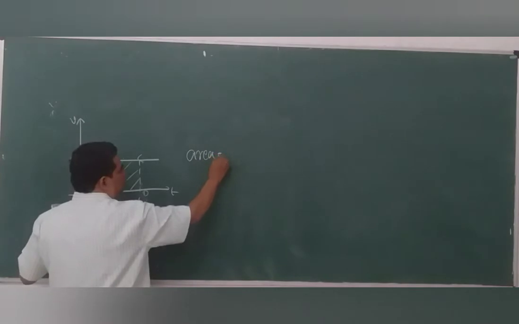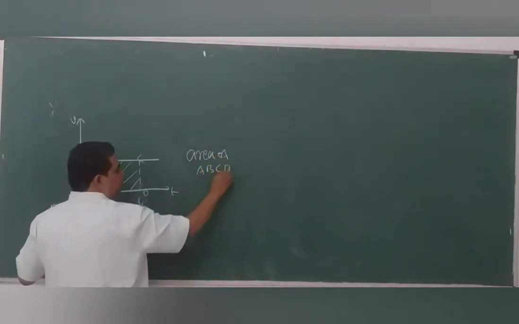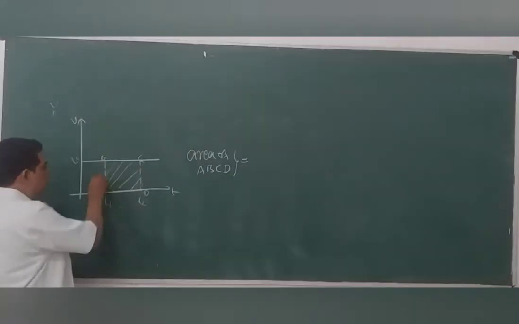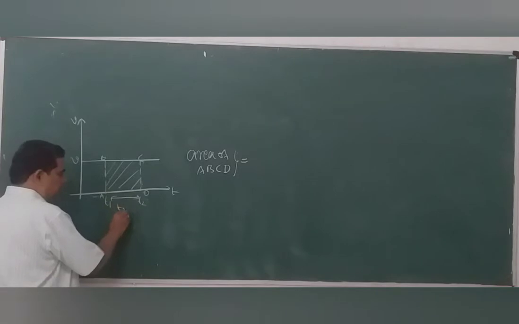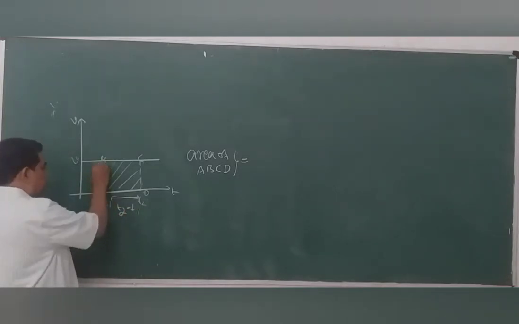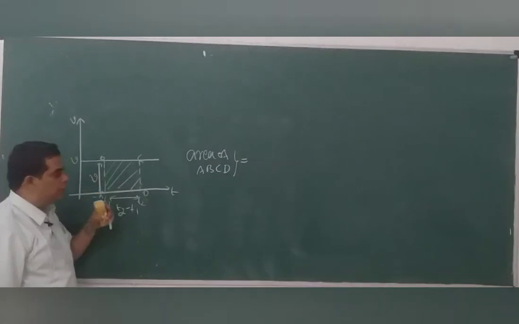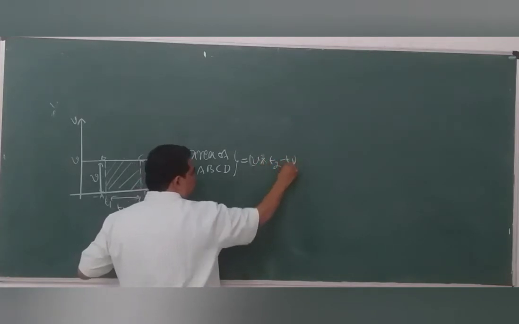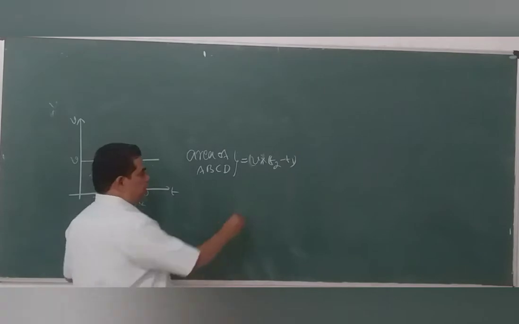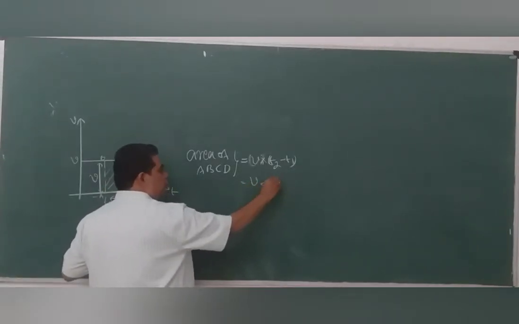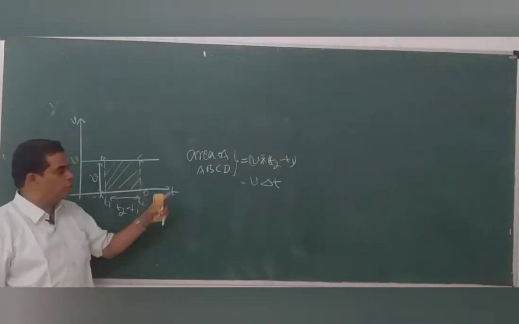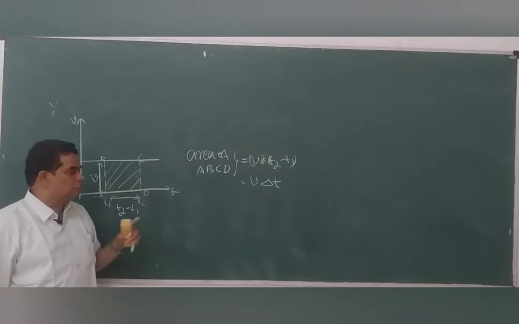Area of ABCD, the rectangle. What do we get? Can you think of it? Length into breadth. If we take this as length, that is T2 minus T1, and this as breadth, this is V, from 0 to V. So what is the product there? Length into breadth, V into T2 minus T1. But T2 minus T1 we know, we can write it as delta T, change in time. So what does that right hand side tell you now? V into delta T. Can you think of what it is?